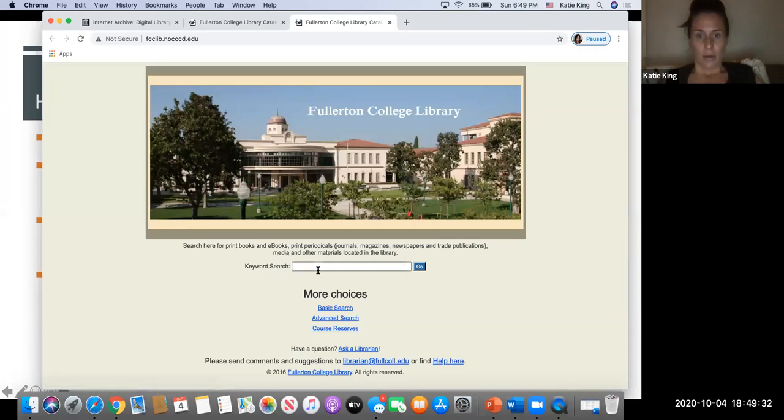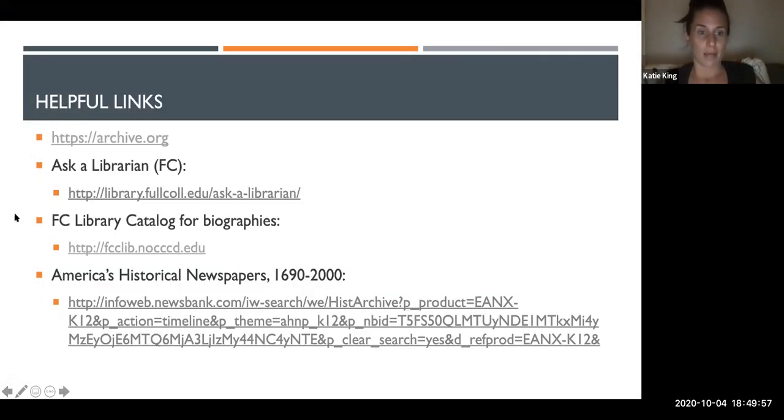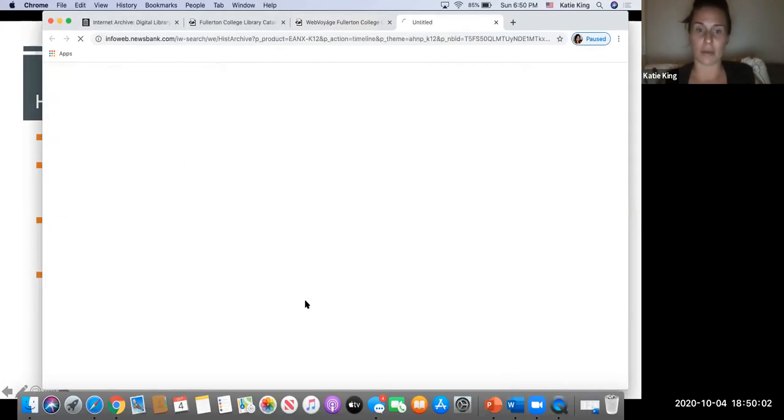Go here, and then that'll help you to perform a catalog search, right? So let's say Jean Gaimard, if anything shows up. All kinds of stuff. It's in French, right? And it's not what we're looking for, but play around with the keywords a little bit. And then you have America's historical newspapers from 1690 to 2000.